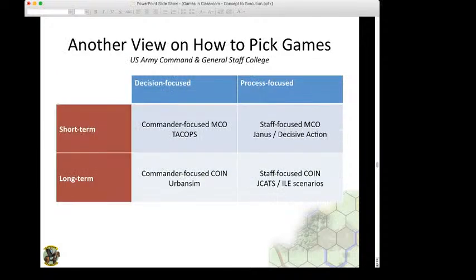Another view of how to pick games, the Army Command and General Staff College looks at decision versus process focused, and they look at short versus long term as one of the categorizations they use. And this is the guys at, it used to be the Digital Leader Development Center. They're now the Games and Simulations Training Directorate, or they change names too frequently for me to keep up with them all. This is James Sterrett's guys down in the basement of the Lewis and Clark building.